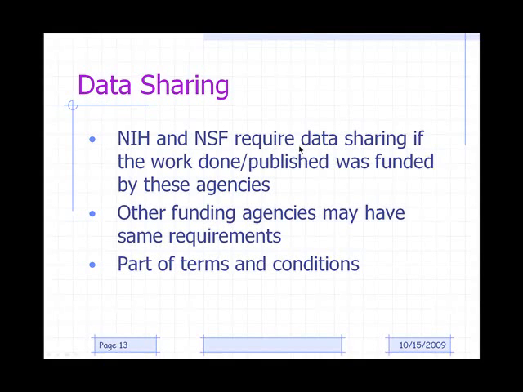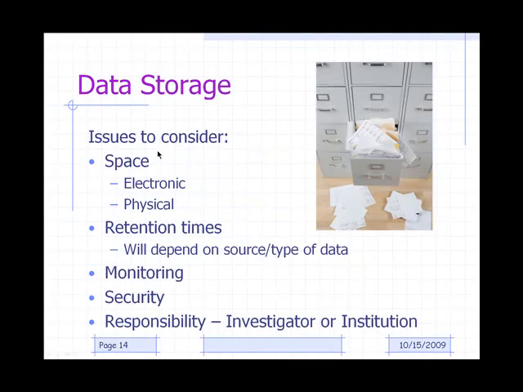The NIH and NSF require data sharing if the work done or published was funded by these agencies. It's the public tax dollar, and it should be publicly available, is the overarching principle of our society through the regulations of the federal government. Other funding agencies may have similar requirements or the same requirements, and these requirements would be part of the terms and conditions under which you would accept the research funding. So if you cash your paycheck, you've accepted the conditions of the source of the funding.